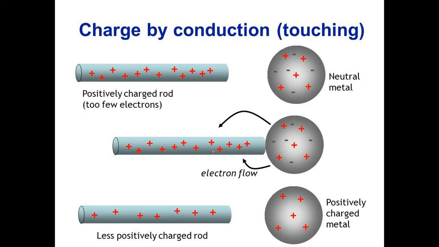So if we move the charged rod to touch the neutral metal, what will happen is that the electrons will flow between these two materials. For this neutral metal, the electrons will flow to the rod because the electron is being attracted to the positively charged rod.